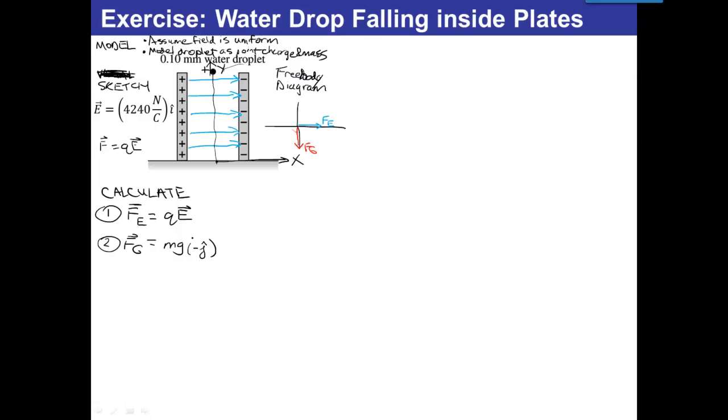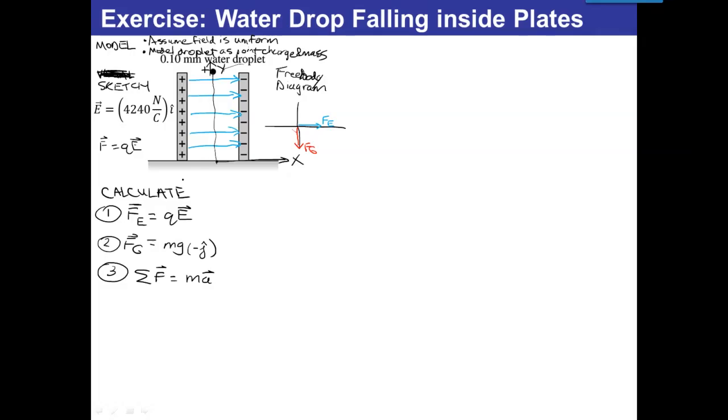All right, so those are our forces. Those are all the forces acting on the system. And so we can now go ahead and calculate the net force and set that equal to mass times acceleration. That's Newton's second law. Newton's second law says the sum of the forces acting on the particle has to equal the mass times acceleration.